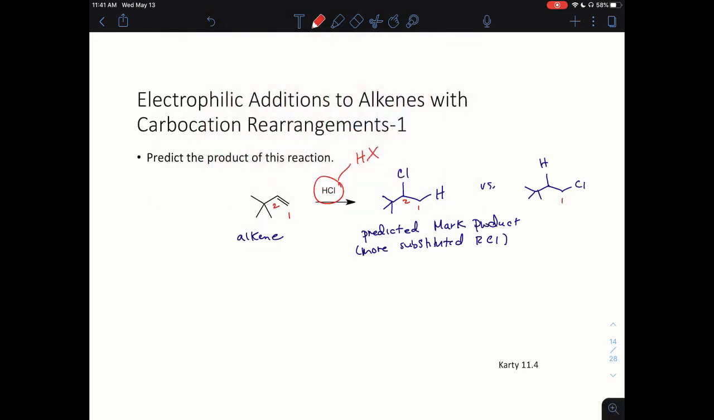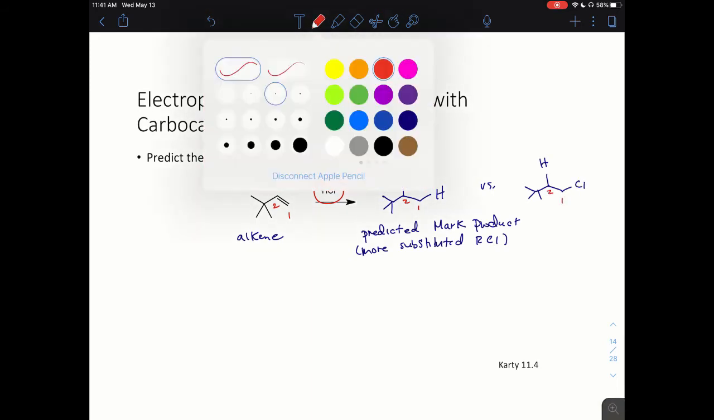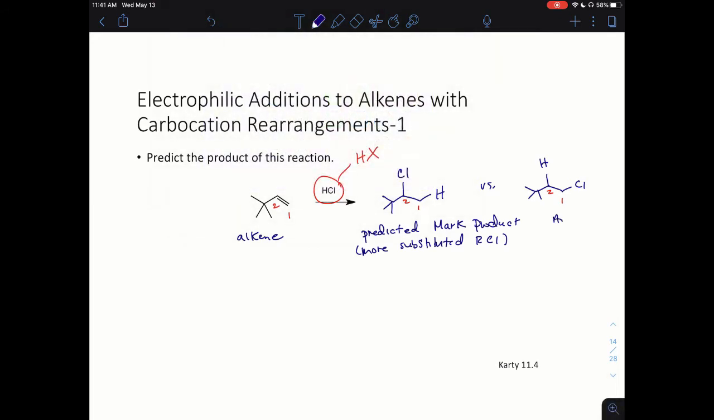And this is not observed. Everyone can see that this is a primary alkyl halide, so we don't expect it to be observed. Okay. Well, I've got very bad news for you. If you predicted this product, the good news is good job. I wanted you to predict it. But this product is not observed either. So what is going on here?